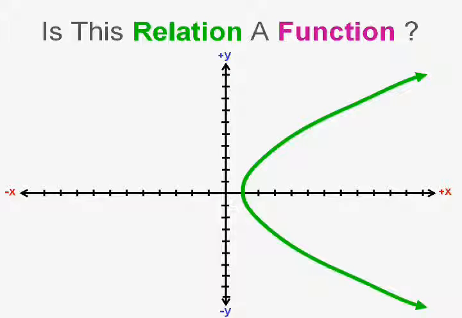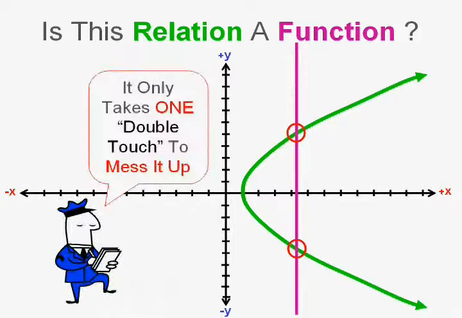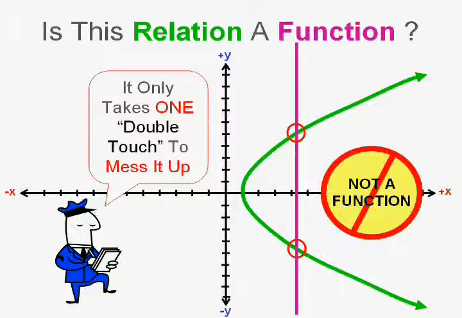Now this relation, if we use the vertical line test, hits it in 2 places at that spot. And it only takes one double touch to mess it up. Now there are many other double touches here, aren't there? But it only takes one to mess it up. So while this may be a picture of a relation, it is not a picture of a function.